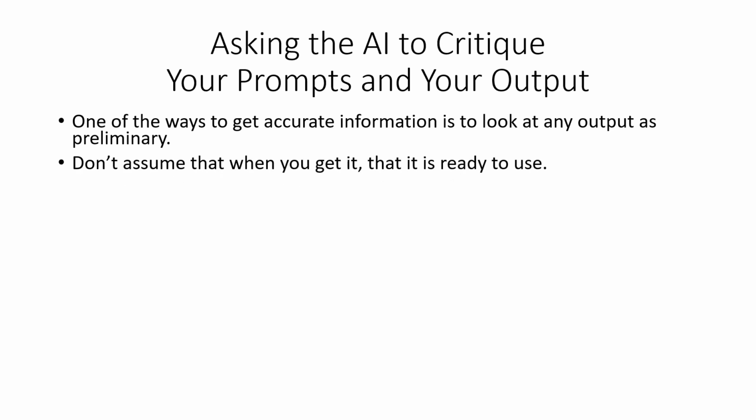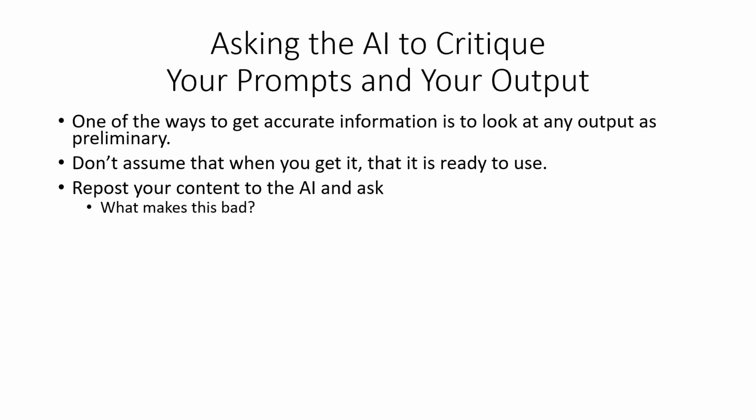critique it. You don't assume that what you got is ready to use. Whatever you get from the chatbot, whatever you get from Bing, whatever you get from Google, it's not necessarily ready. What you want to look at is pretty much going to be raw material. So you want to post that same content back into the AI, and ask the AI, hey, what makes this bad? How can I improve what this information says? You can tell the AI that it's information that you got from it. You don't have to say it. It doesn't really matter.